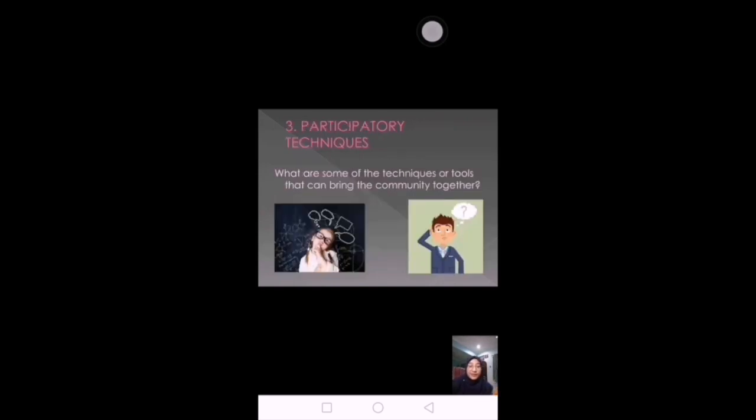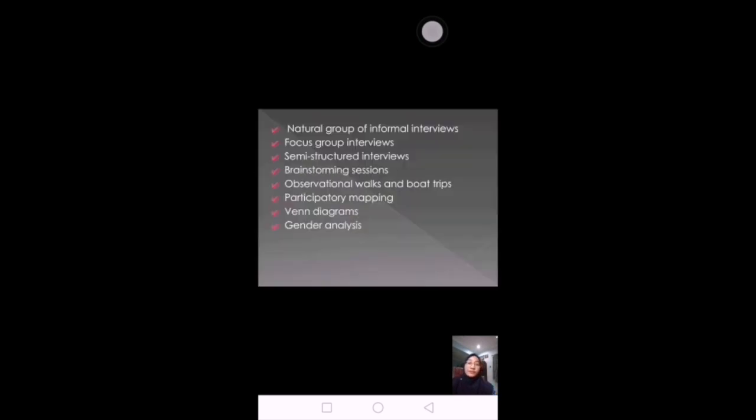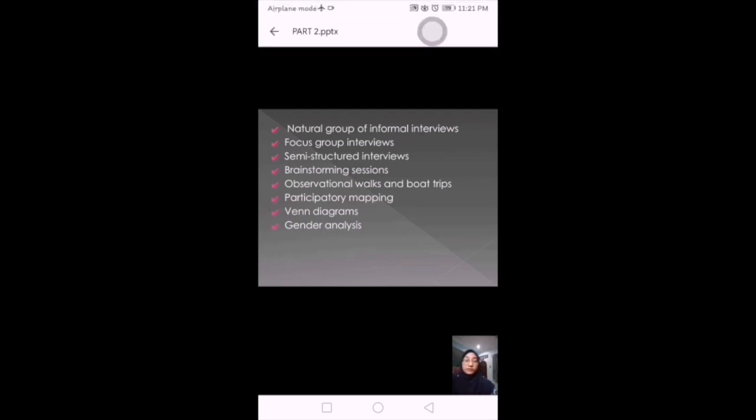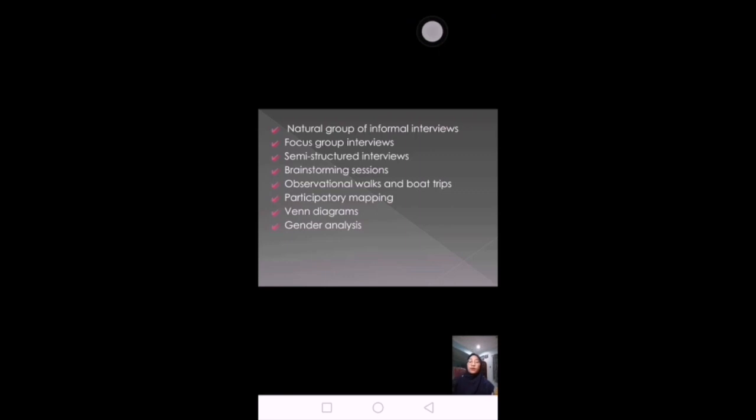Number 3 is participatory techniques. What are some of the techniques or tools that can bring the community together? Let's see. First is natural group or informal interviews. The example for number 1 is casual conversation with a group of people in their natural surroundings. This technique provides a broad overview of key issues.